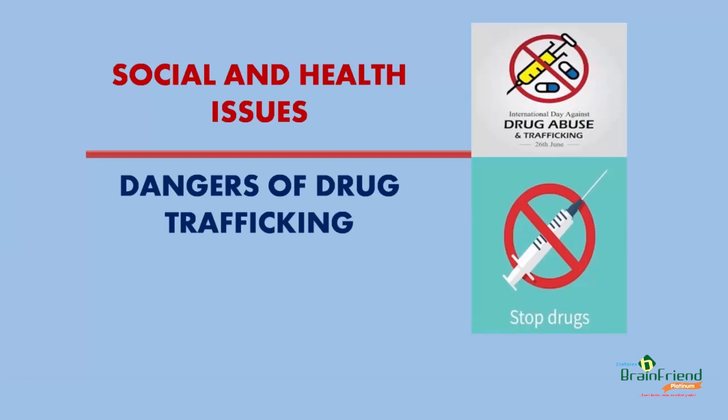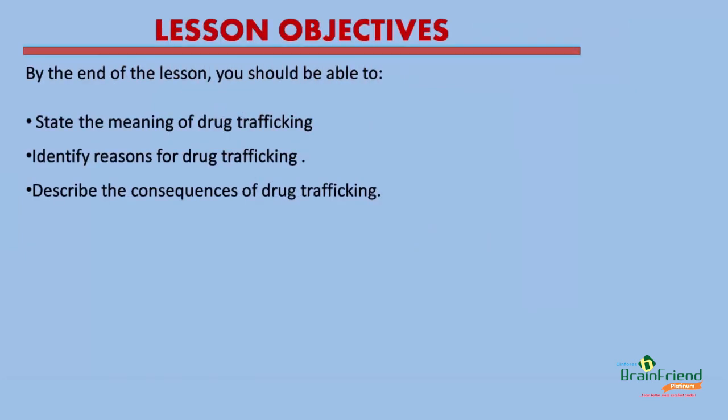The topic for today's class is dangers of drug trafficking, and the theme for this topic is social and health issues. By the end of this lesson, you should be able to state the meaning of drug trafficking. You should also be able to identify the reasons for drug trafficking. And lastly, you should be able to describe the consequences of drug trafficking.